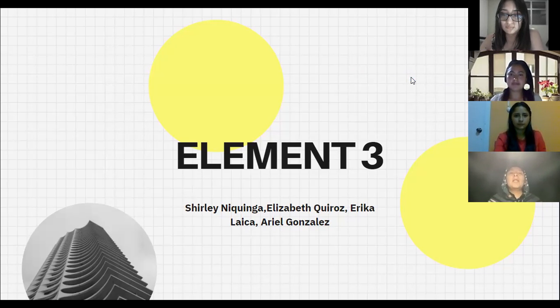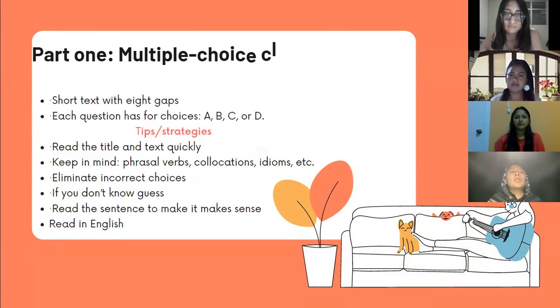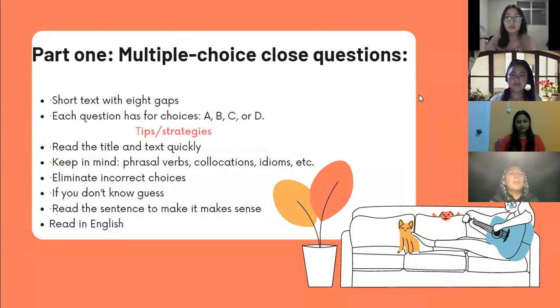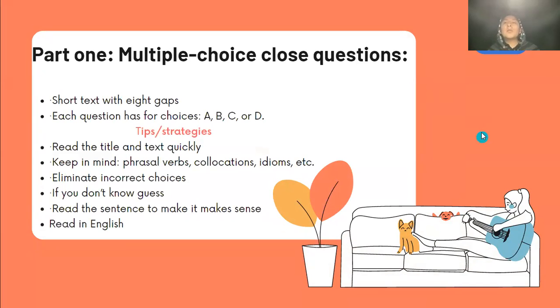Tips and strategy. An example while taking the exam is basically to eliminate the wrong one. If you see that one doesn't fit, then just eliminate it. Now, while completing the section, make sure that you read the title and the text quickly so you can have an idea of what the text will be about. Also, notice if the answer is asking for phrasal verbs, idioms, or collocation. You will also see an answer that makes no sense, then eliminate it, just like I said as an example.